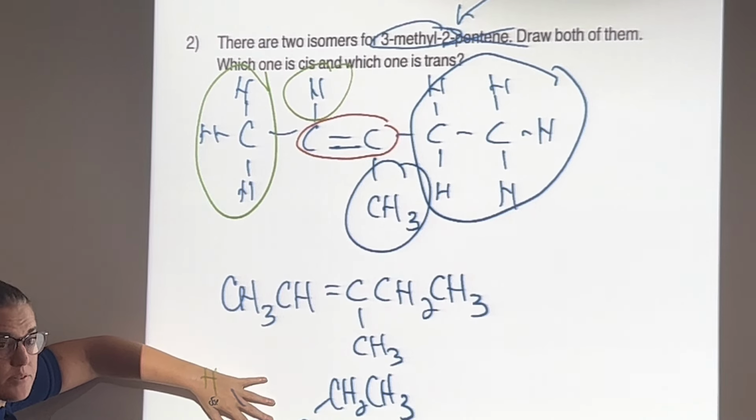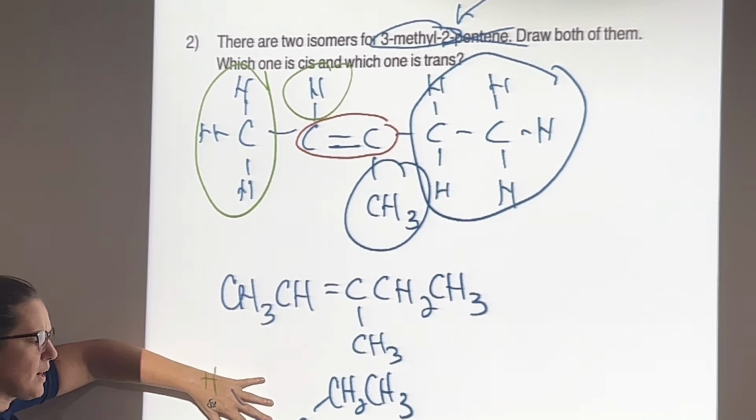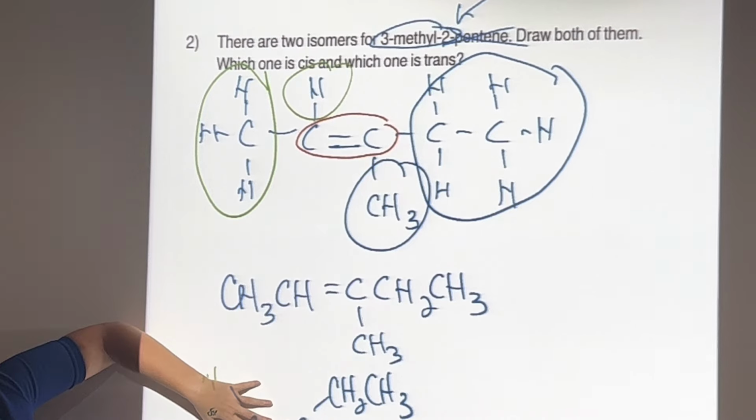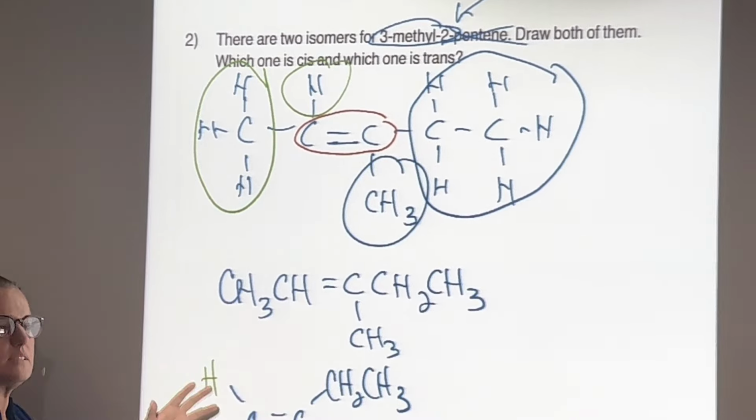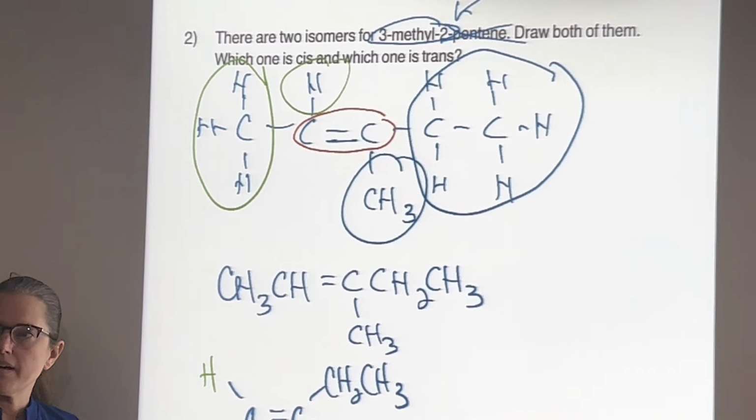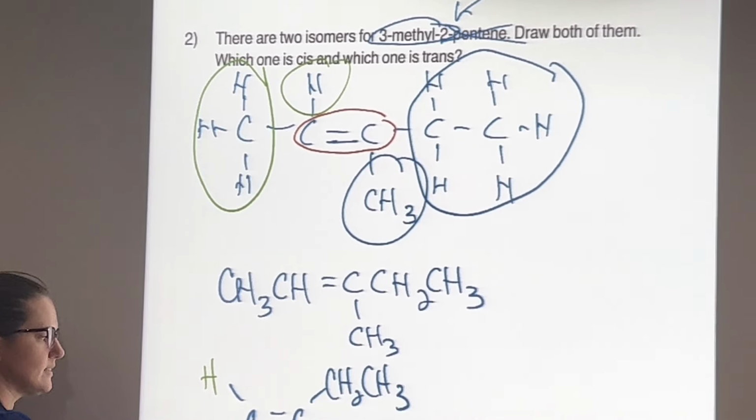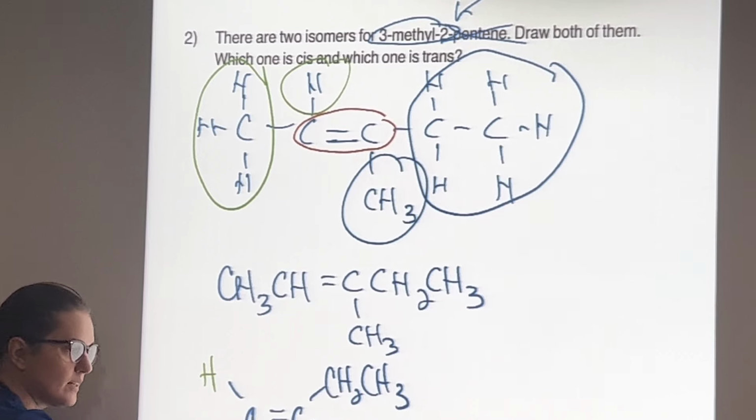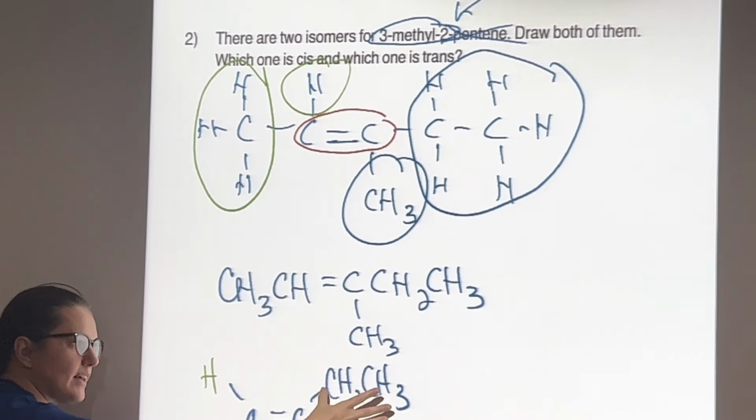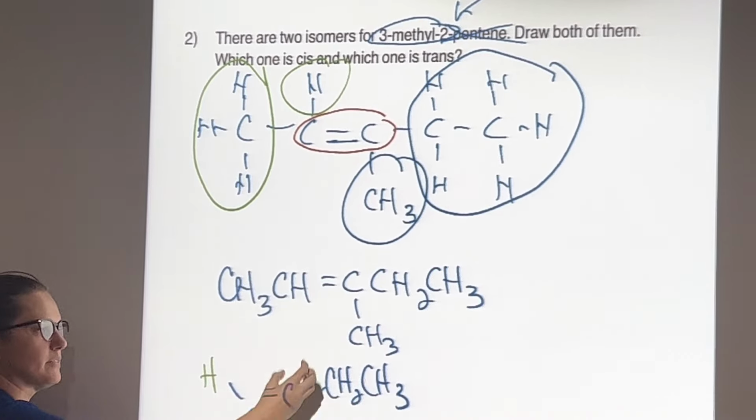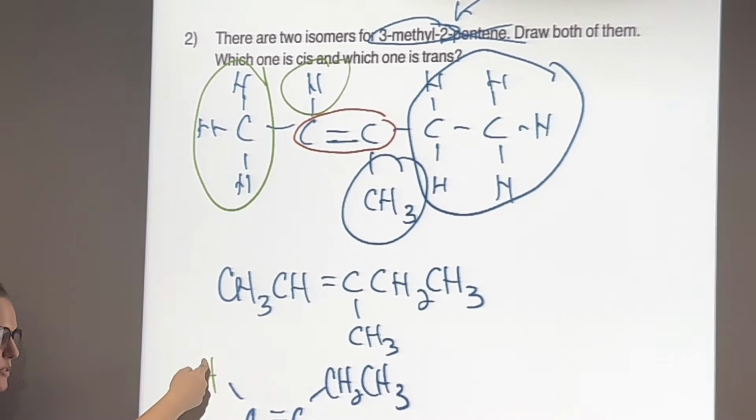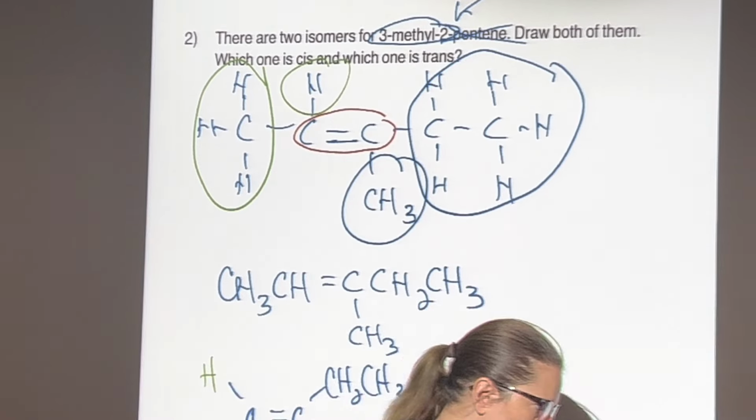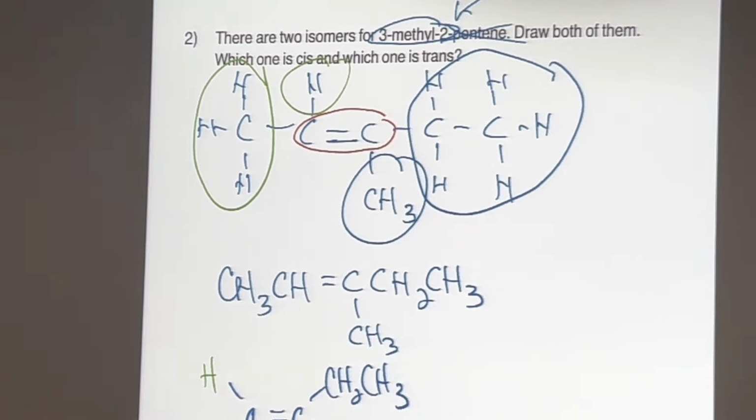It is. And then some people's brains might go, but it's bonded to a carbon and a carbon. Aren't those the same thing? Well, if you think about it that way, yes, but how we're thinking about it is the whole blob here. This is a methyl group, whereas this is an ethyl group. So is this blob different from that blob? Yes. So this carbon is bonded to two different things, and this carbon is bonded to two different things. So we're qualifying here. All right.